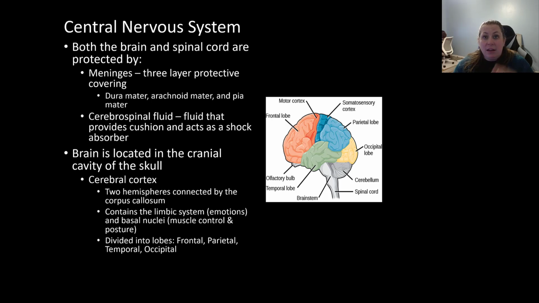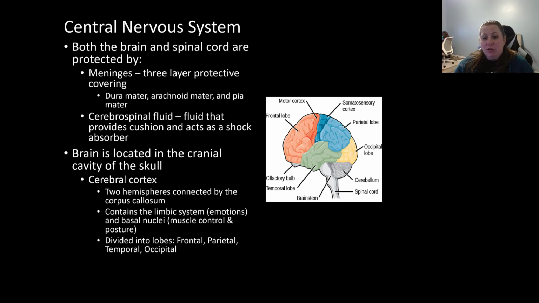Your brain is located in your cranial cavity, your head cavity, and we do see that it is broken down into different sections. And so we do have the cerebral cortex, which is the highest part of the brain. This does have 2 hemispheres, a right side and a left side. They are connected by a structure called the corpus callosum. These guys are going to contain some different lobes, and those get named based on the bones that cover them. So you have the frontal lobe here in the front, you have parietal on the side, temporal here, and then the occipital is in the back.